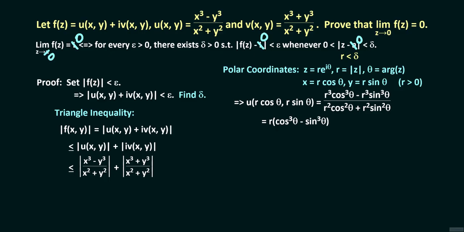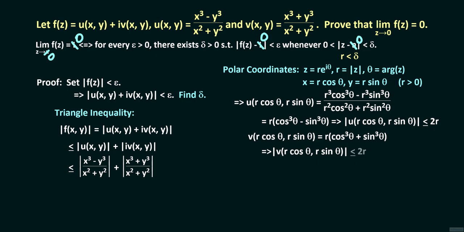After the application of the triangle inequality, the absolute value of u should be less than or equal to the absolute value of r times the sum of the absolute values of cosine cubed theta and sine cubed theta. The absolute values of cosine cubed theta and sine cubed theta are both no greater than 1. Therefore, the absolute value of u is less than or equal to r times 1 plus 1, or 2r. Similarly, v simplifies into this expression, and the absolute value of v is also less than or equal to 2r. So we now have this sequence of inequalities.